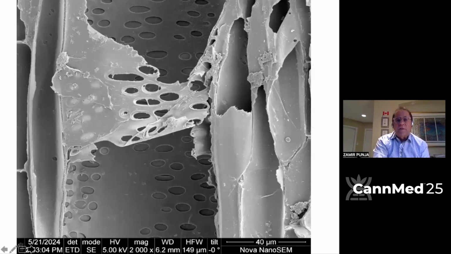And here's just a close-up that shows where one of these walls is broken. And you can see in the background these various pits or openings that are present in the xylem tissues.